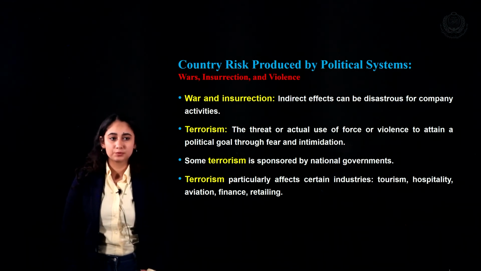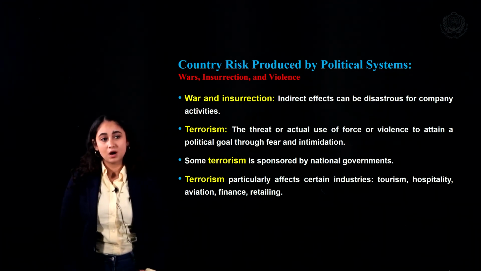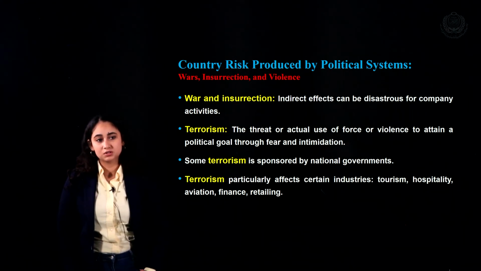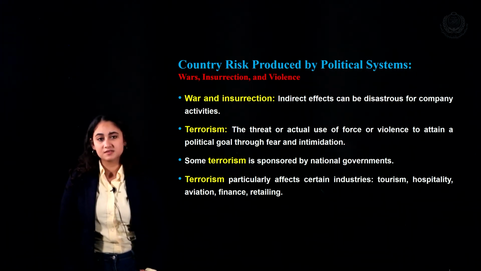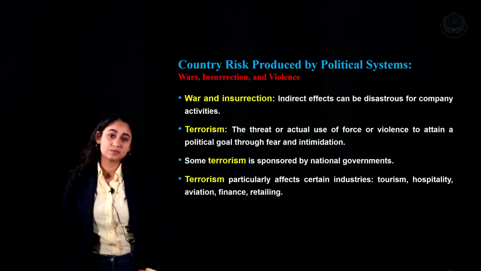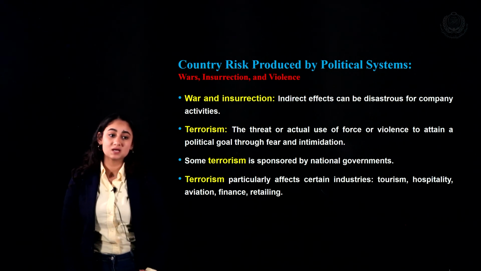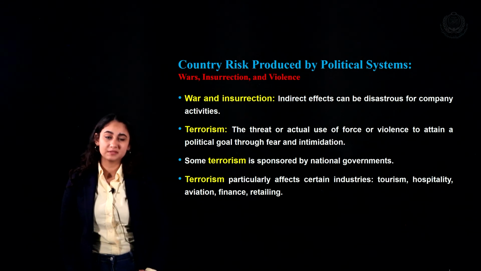Other country risks produced by political systems, and I think these are obvious, are war and insurrection, and terrorism. Some terrorism is actually sponsored by national governments, and this is the politics of things. This is why it's very important to understand the political environment and the politics of certain nations, because history has proven that some terrorism is triggered or initiated by the government. These are elements we have to take into consideration, and understand the history of such acts, to not fall under such risks when entering foreign markets.